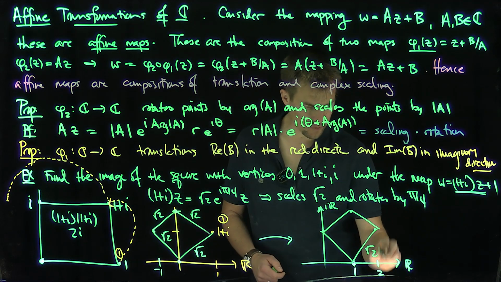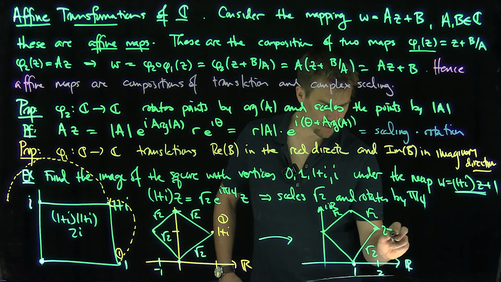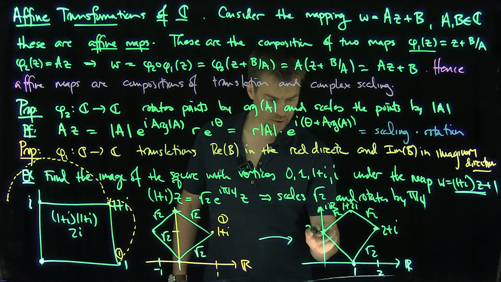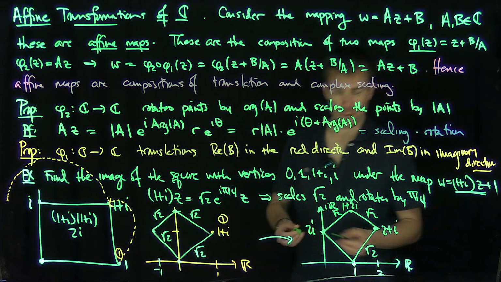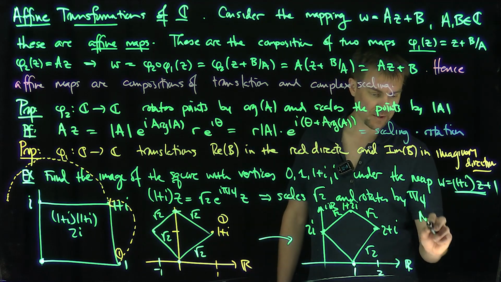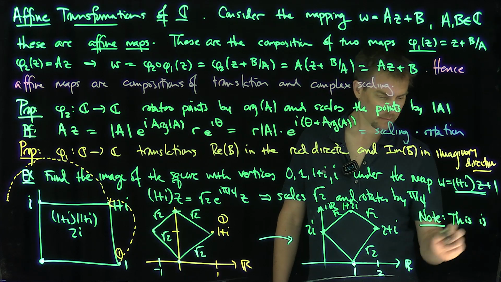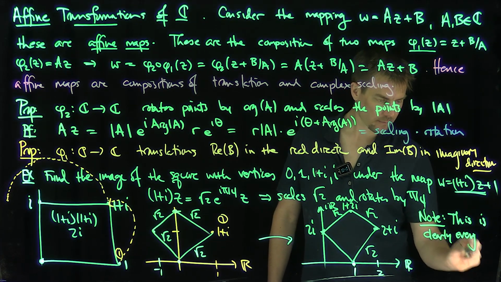The side lengths are still root 2. This point now, of course, is what? That's 2 plus I. This point over here is 1 plus 2I. And this point over here is just going to be a 2I, not a negative 1 plus 2I. So it maps a square to a square, and we can sort of see why this is conformal. So just a note, this is certainly conformal. This is clearly conformal everywhere.